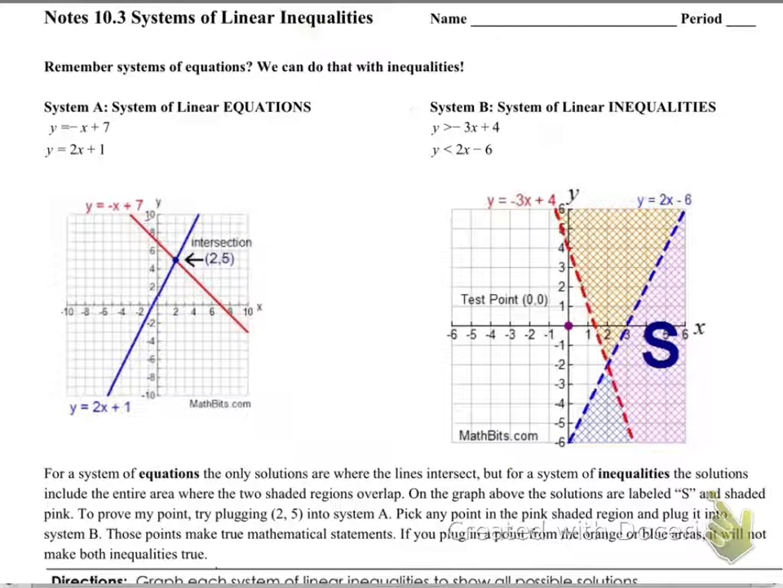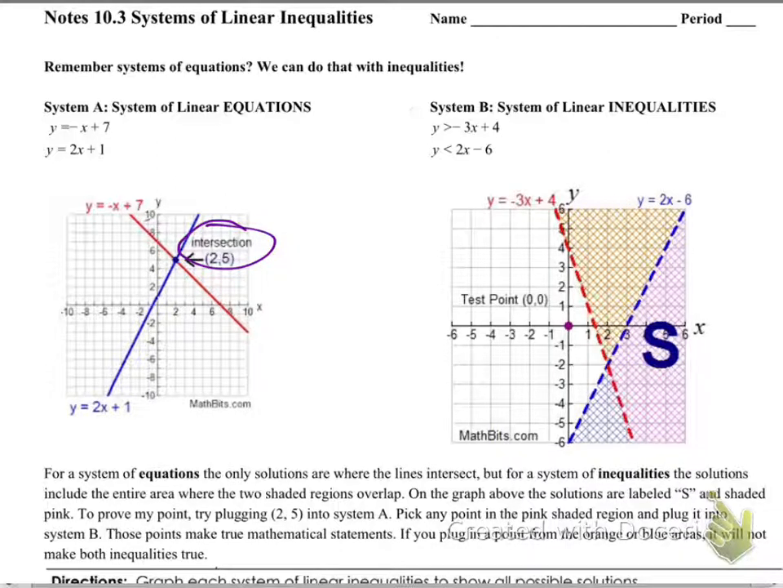Let's take a look at what we have here. System A is something that we are familiar with. It's a system of linear equations. If you remember, the way to solve a system of linear equations is if you can find where they intersect. So that's, on this example, it would be the point 2, 5.